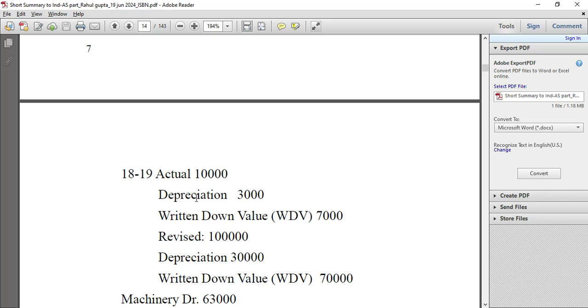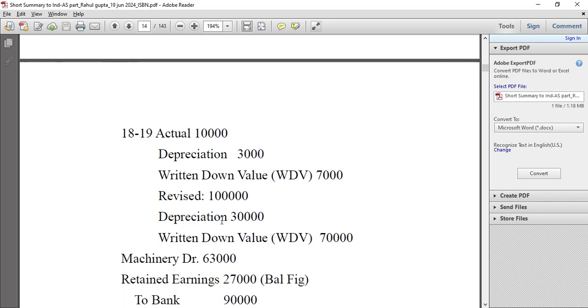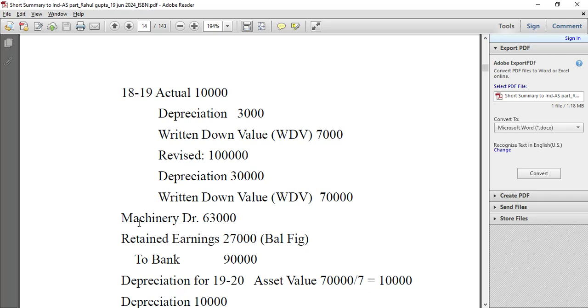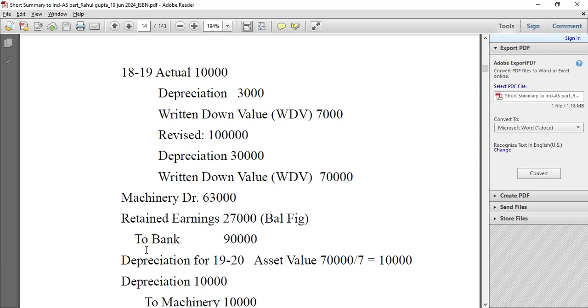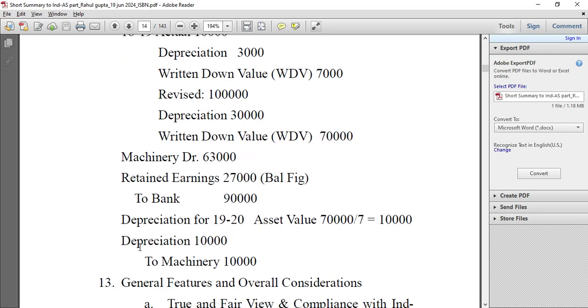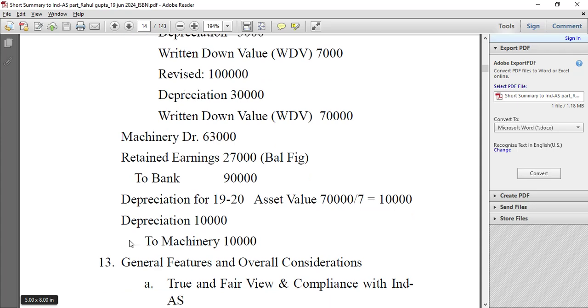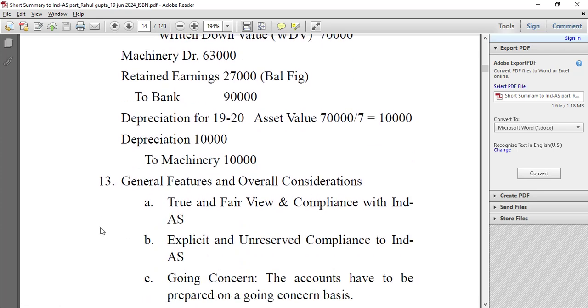Actual was 10,000, depreciation is 3,000, written down value is 7,000. Revised value is 1 lakh, depreciation is 30,000, written down value is 70,000. Machinery has to be debited with 63,000. Retained earnings has to be debited with 27,000, which is a balancing figure, and bank is to be credited with 90,000. Depreciation for 19-20: asset value 70,000 divided by 7, 10,000. Depreciation to machinery 10,000.